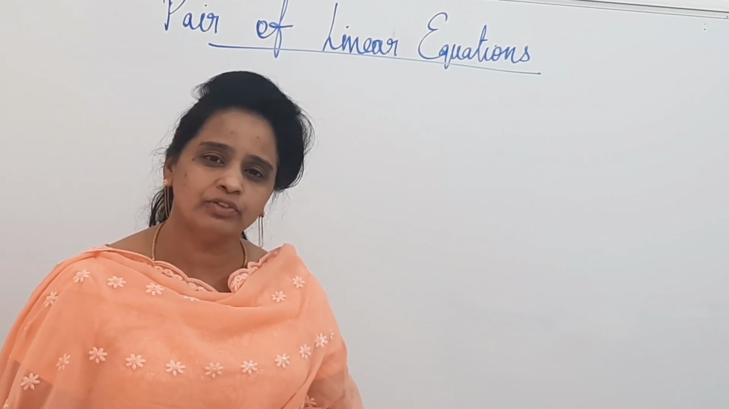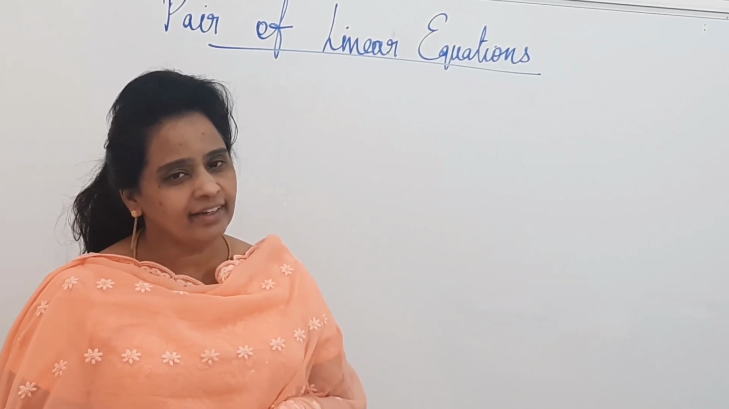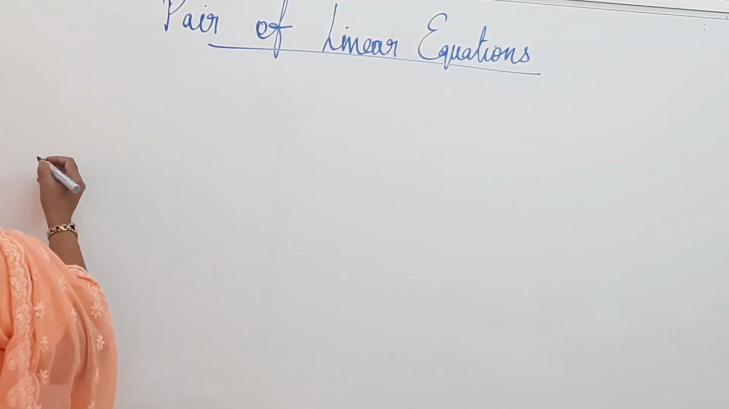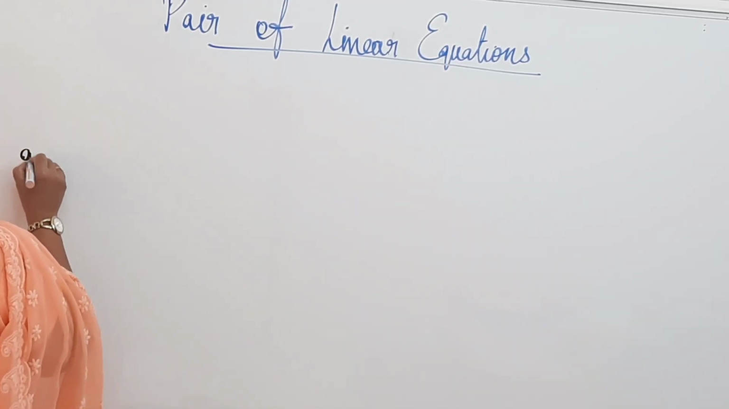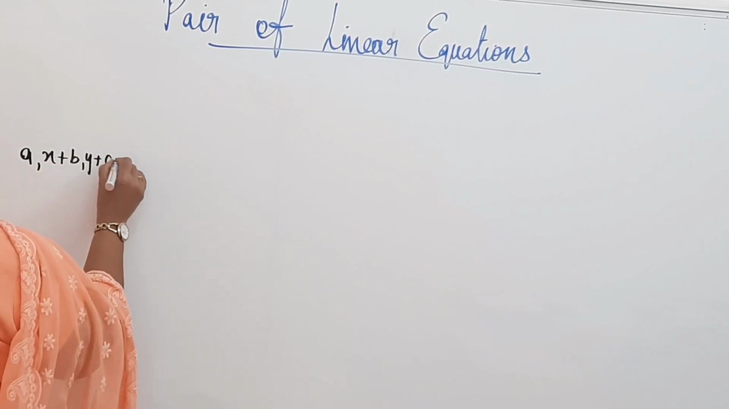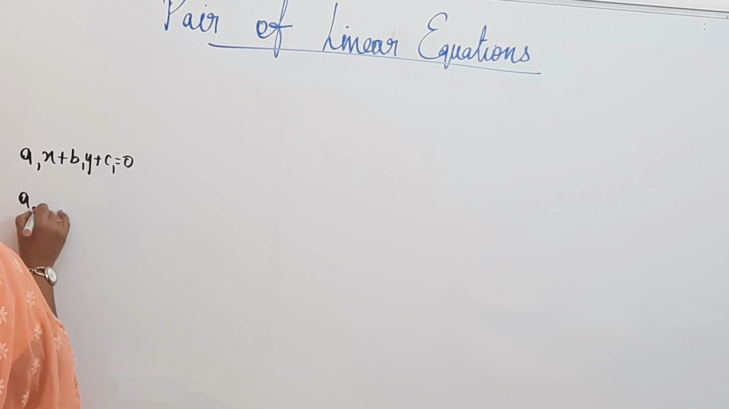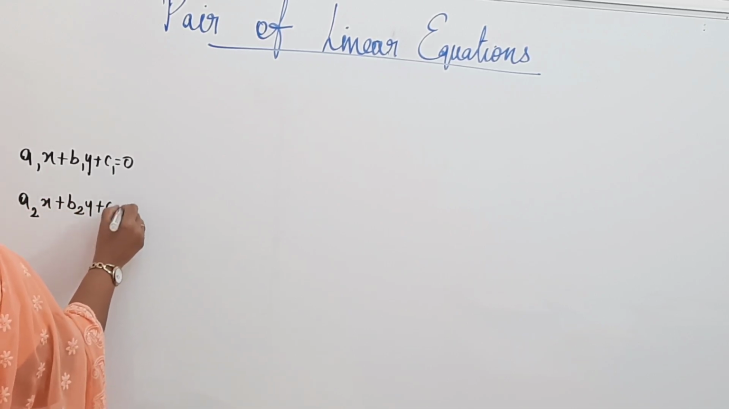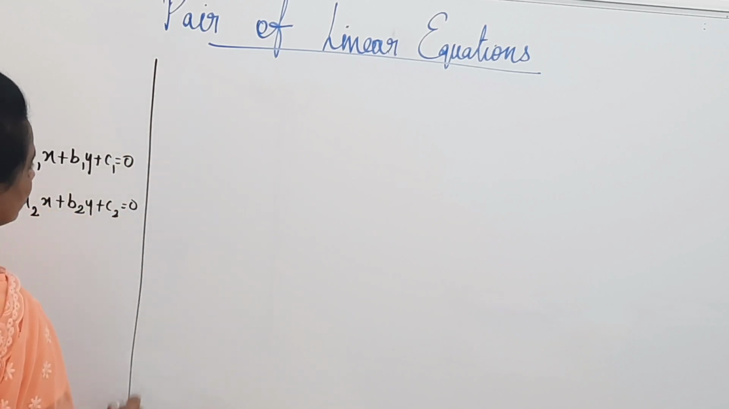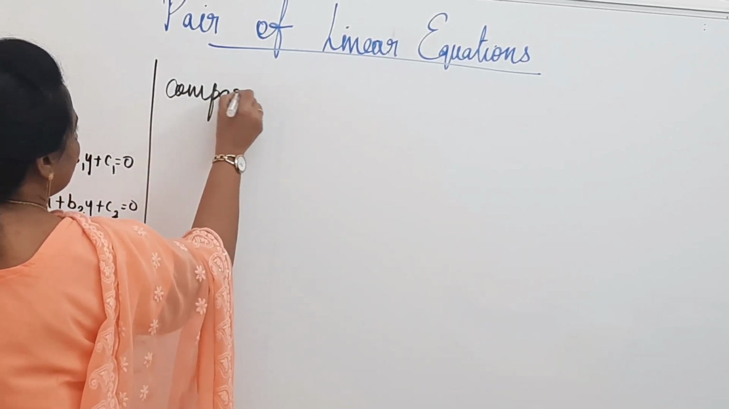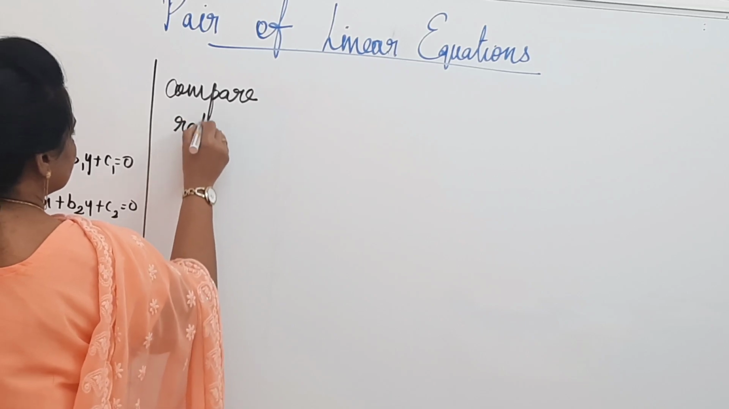This is what we are going to see in this video. Are you all ready? Shall we start? Here we go. I have my linear equations a1x plus b1y plus c1 equal to 0 and a2x plus b2y plus c2 is equal to 0. Now, I am going to compare the ratio first. Compare ratios.